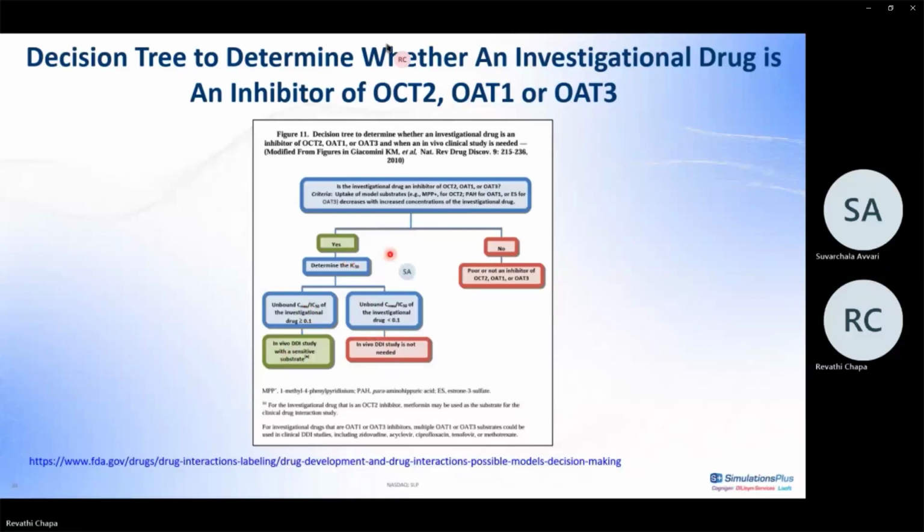And if the in vitro studies indicate that the drug is an inhibitor of these renal transporters, the sponsor should consider whether to conduct an in vivo study based on the likely concomitant medications used in the intended patient populations and which are known to be substrates of these renal transporters.